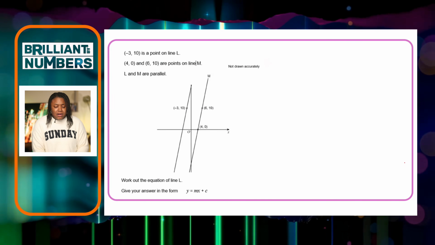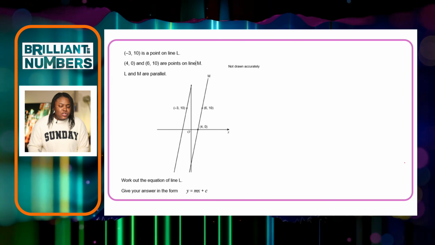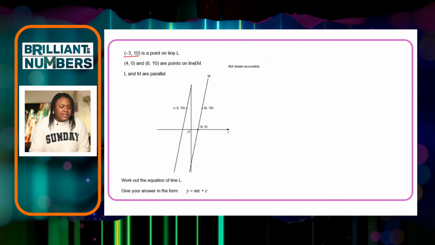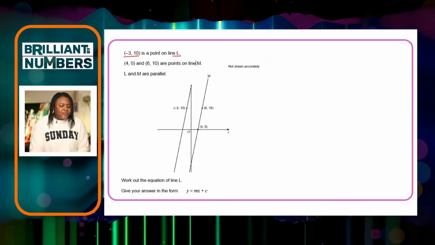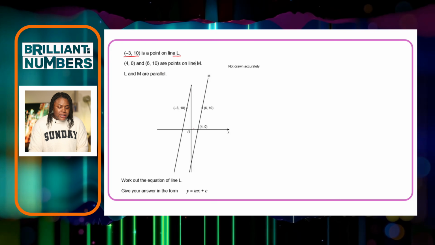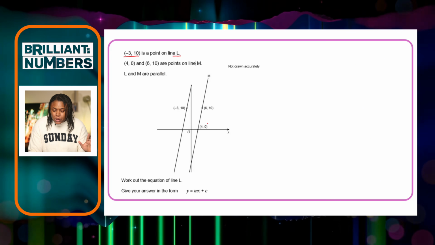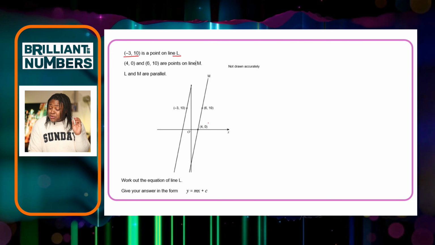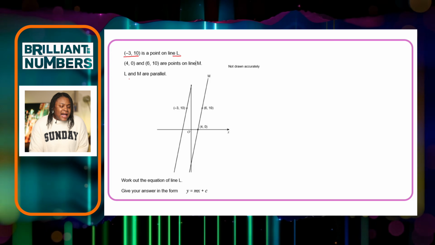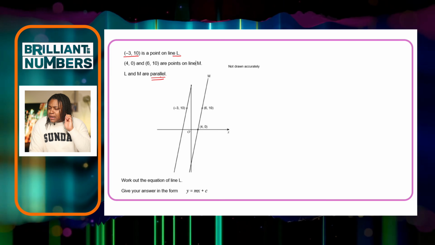Well done. Okay, so we move to our next question. Another question on linear graphs. So we're told we've got a coordinate minus 3, 10 is a point on the line L. So highlight. We've got 4, 0, and 6, 10 are points on M. So this wording is just describing the diagram. When you read your words, you make a connection with your diagram straight away. So L and M are parallel, keywords. What do I hear? Same gradient.